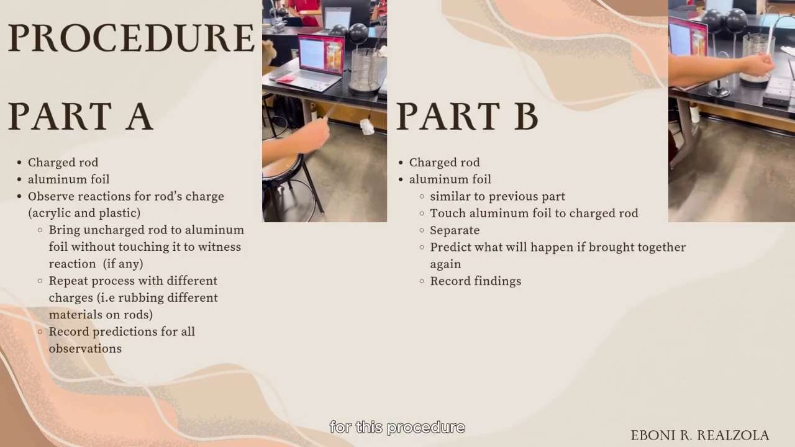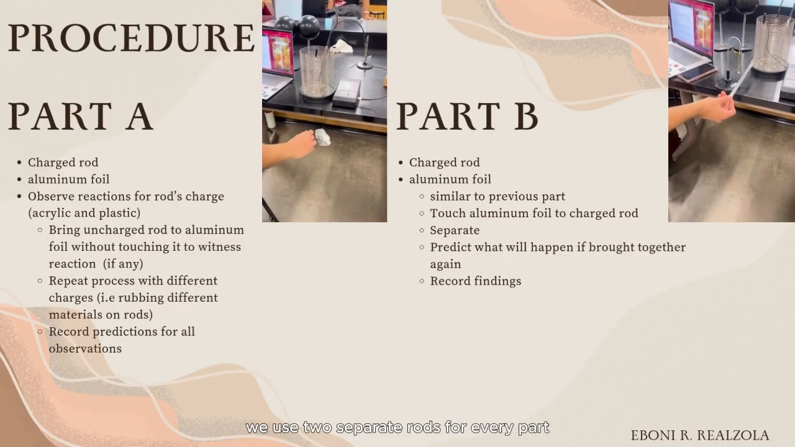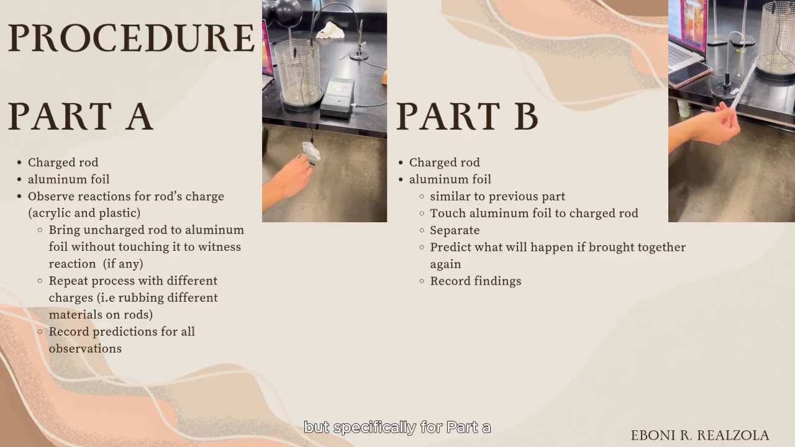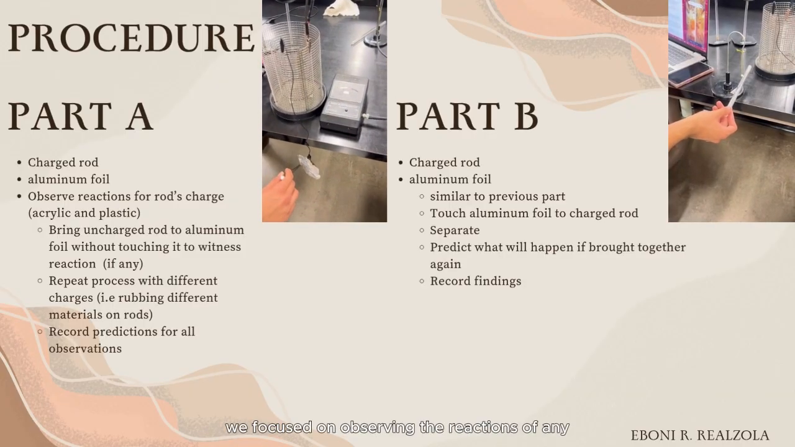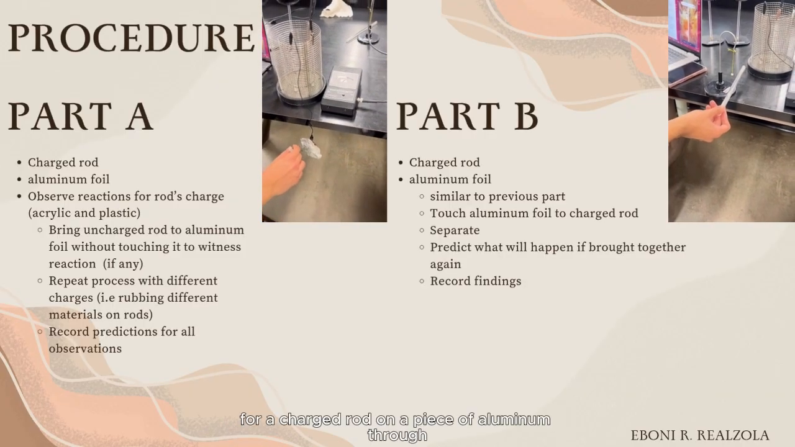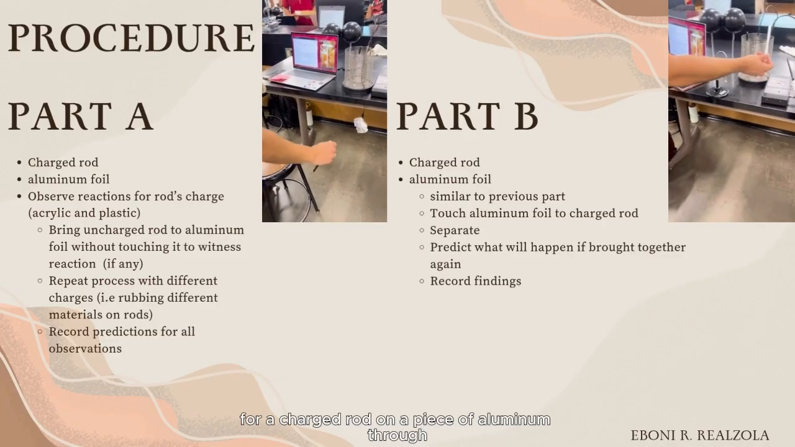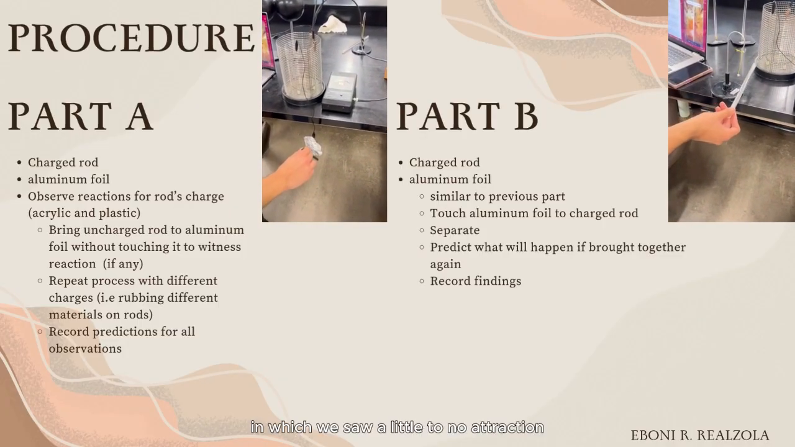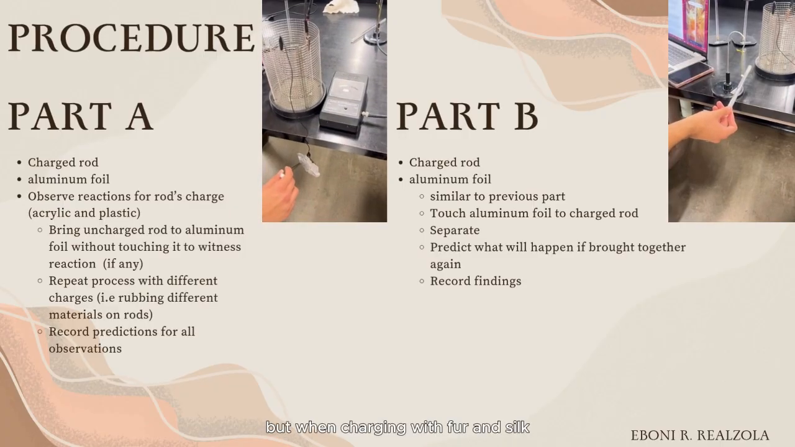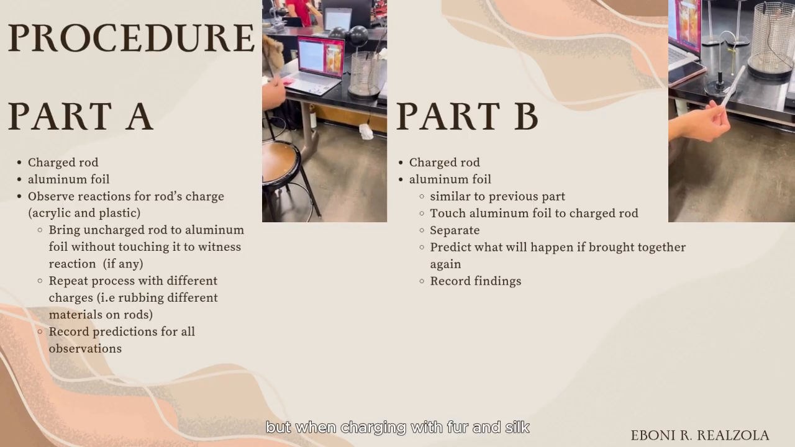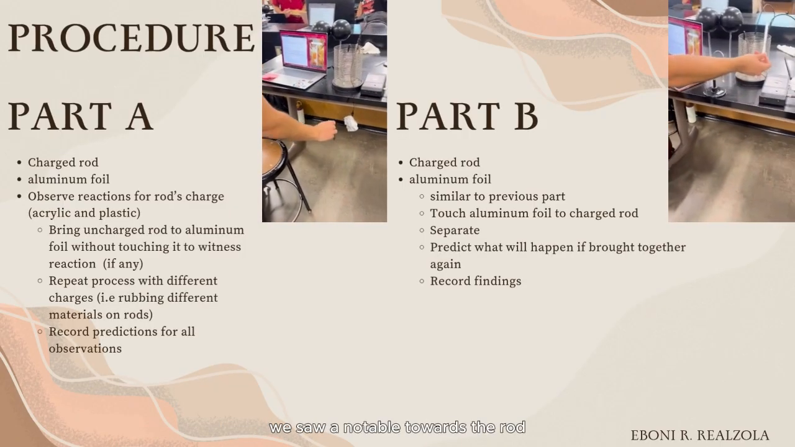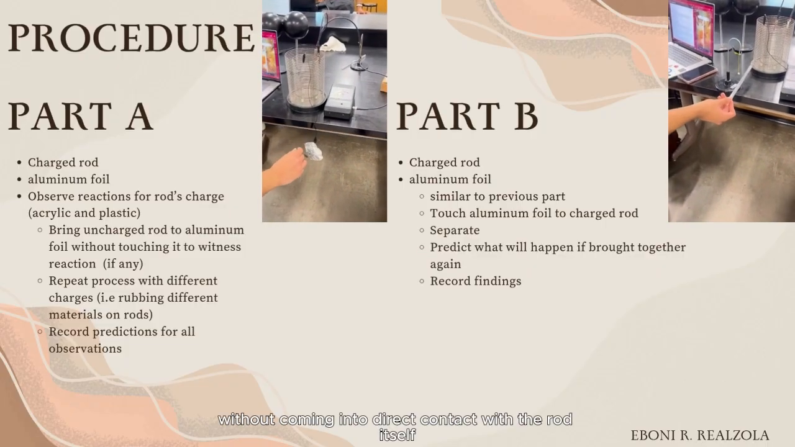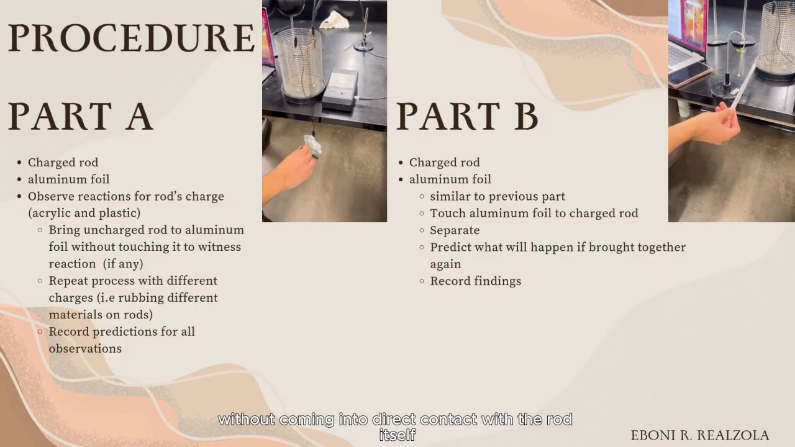For this procedure, we used two separate rods for every part, but specifically for part A, we focused on observing the reactions, if any, for a charged rod on a piece of aluminum foil. So first we used the uncharged rod, in which we saw little to no attraction, but when charging with fur and silk, we saw a notable pull towards the rod without coming into direct contact with the rod itself.